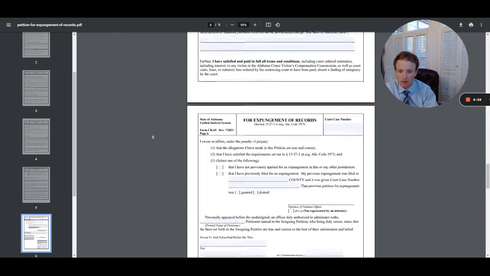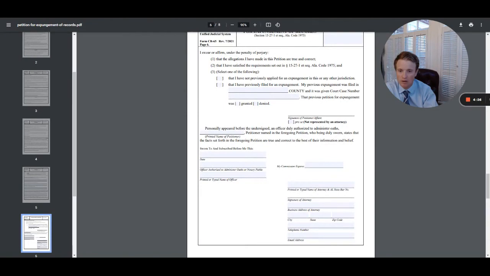And here is where you file under oath that you meet the criteria. You sign that in front of a notary.